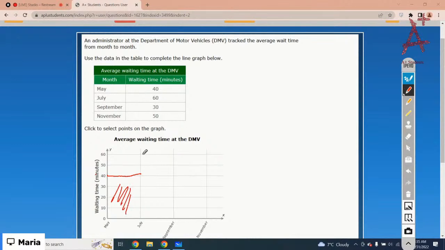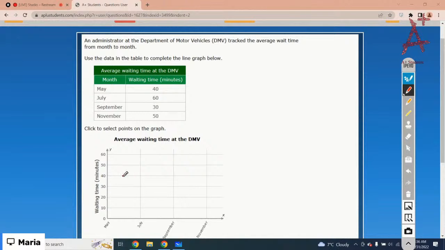On July, it would be 60. That would be for July. On September, it would be 30. Then here you have 30. And on November, it would be 50. So here it is. That's how you have to draw the lines, or either you can draw them like this.